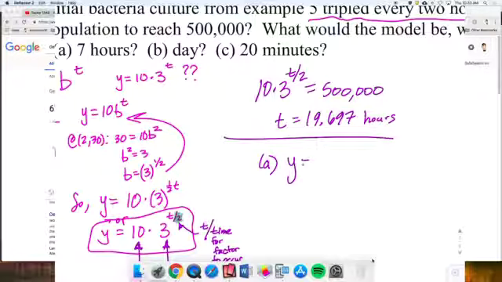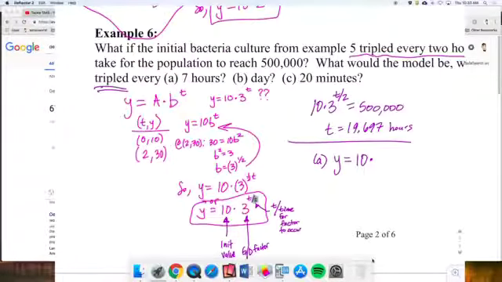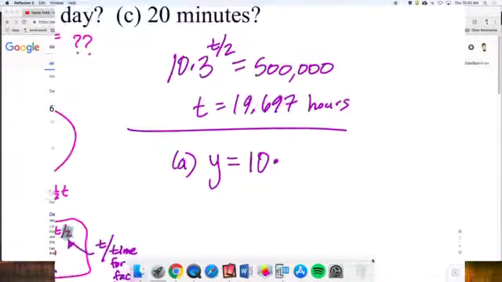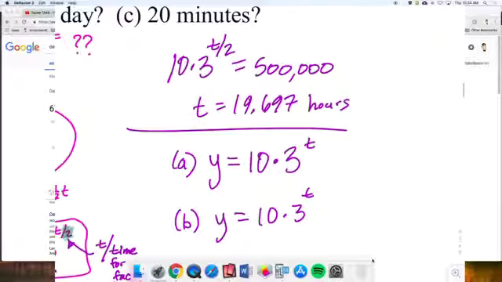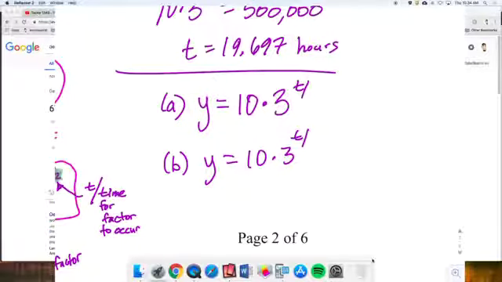What would be the same, first of all? Would the 10 still be the same? Yes. Would the scale factor of 3 still be the same? Yeah, it's still tripling. So the only adjustment we're going to have to make is in the exponent. Okay, and go ahead and see if you could do that for all of them. T divided by something, T divided by something, T divided by something.